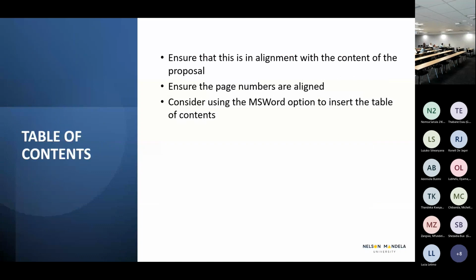Table of contents, ensure that this is in line with the content of the proposal. I know it sounds very basic, but that is required. Make sure your page numbers are in alignment with your proposal. And if you can, use the MS Word option for it. If you haven't found it out, ask somebody. Word gives you the option to have an automatic table of contents, and then all you have to do is update it whenever you change anything in the proposal. So if you can, it's going to save you so much time instead of having to go manually trying to change the pages every single time you make an update.